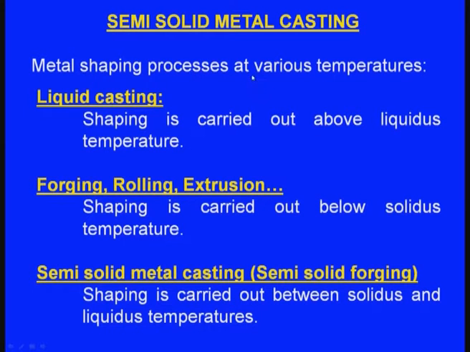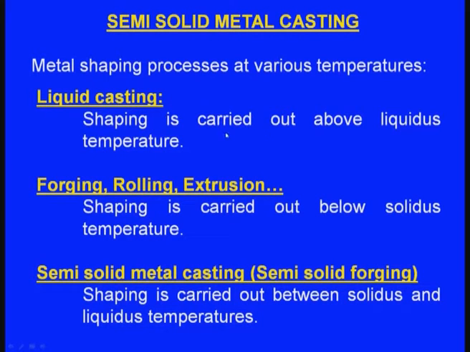One of the recent advancements in the die casting process is the semi-solid metal casting process. What is this semi-solid metal casting process? Metal shaping processes at various temperatures we will see first. If we see the liquid casting, shaping is carried out above the liquidus temperature. No doubt, if we are making a casting, we melt the metal above the melting point or above the liquidus temperature, then we pour the molten metal into the mould cavity. So, that is the liquid casting.